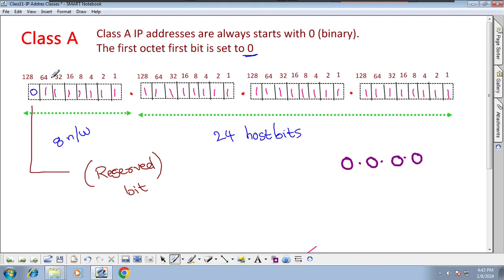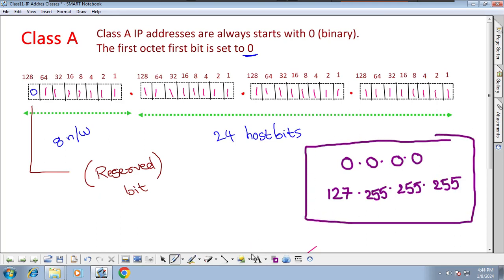We know the binary conversion: 64, 32, 16, 8, 4, 2, 1. If you add all these place values, you will get 127, and by applying all these place values in the other octets, you will get 255, 255, 255, which means this is the range of class A networks. What do you say? The range of class A networks.